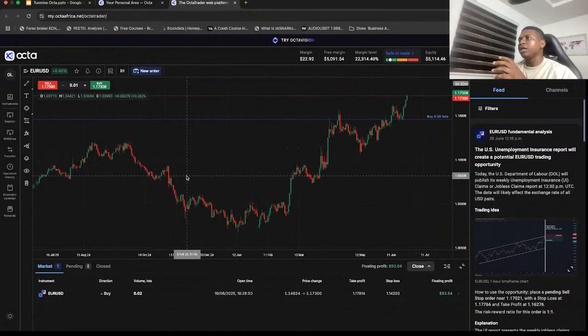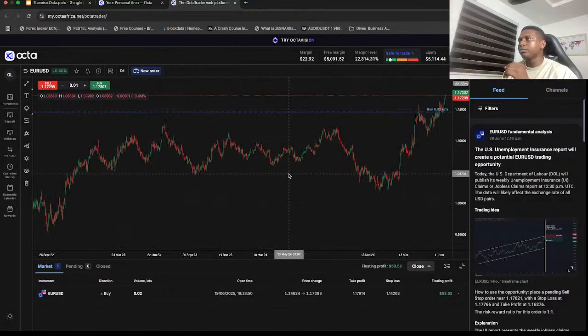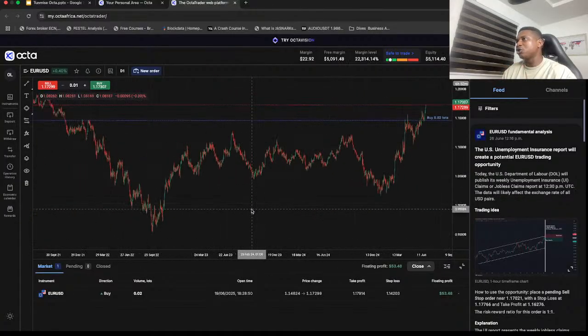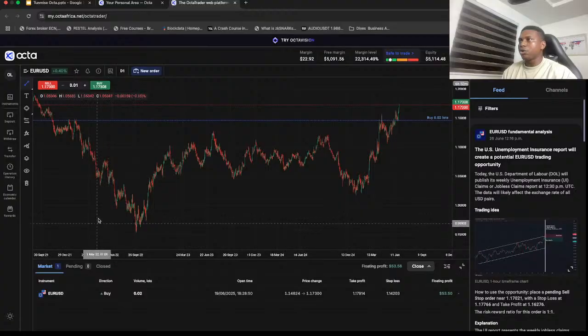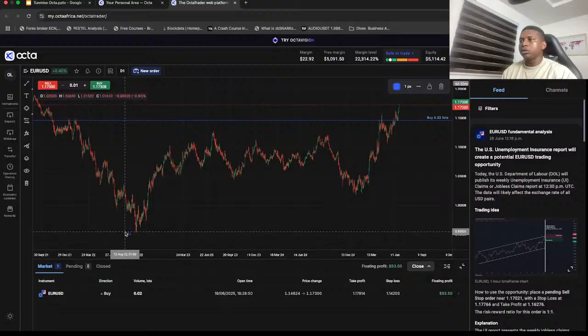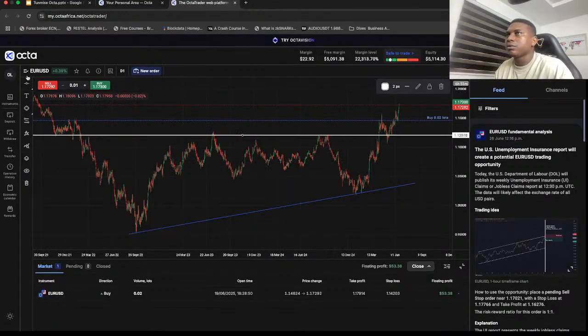Firstly, we need to understand the current market structure on the daily time frame. So let's do that with our line charts. Currently we are mapping out trend lines, as we can see here. And here we are looking out for levels of support and resistance.